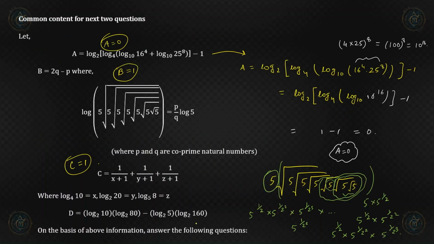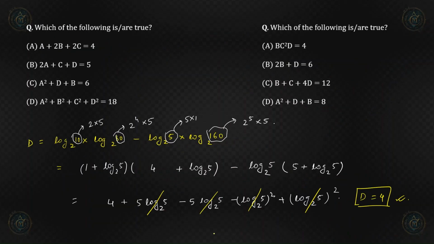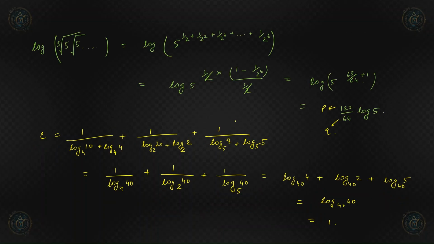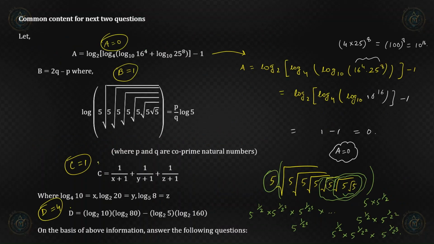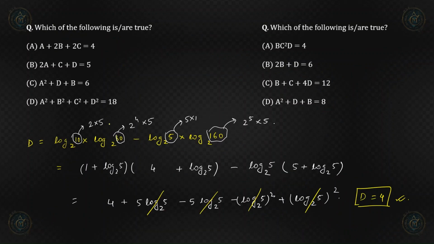So d is equal to 4. So now we have to just check the options. One or more than one options may be correct. So we got a equal to 0, b equal to 1, c equal to 1, d equal to 4. That means 0, 1, 1 and 4. This is a, b equal to 1, c equal to 1, d equal to 4.